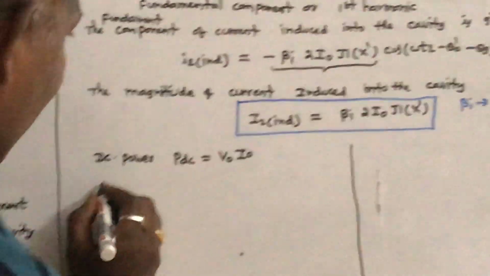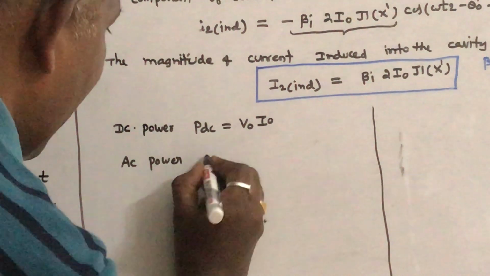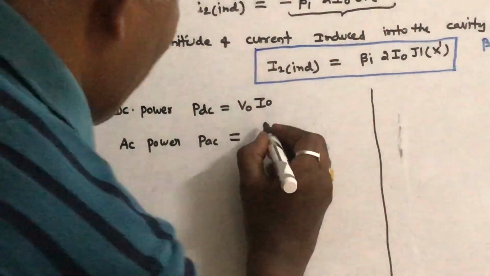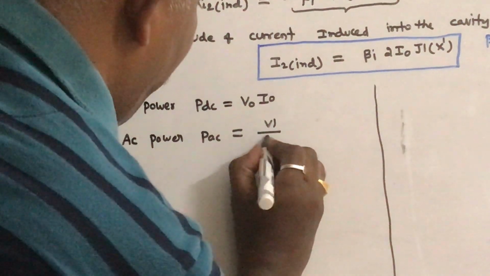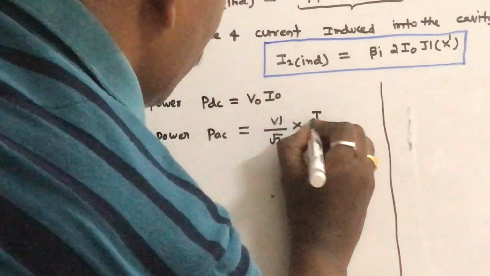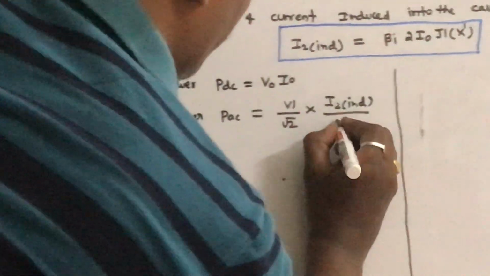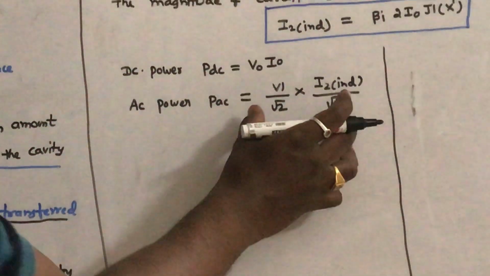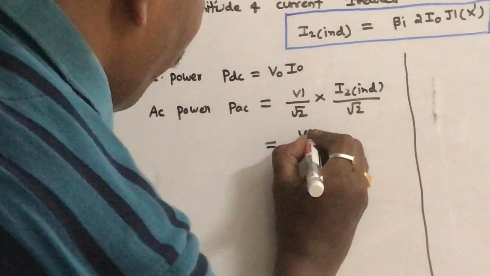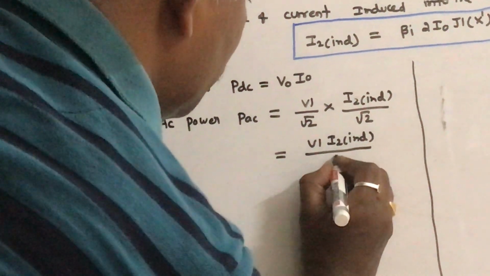Therefore here the AC power obtained from the cavity. This is V1 by root 2, the RMS value, since peak value by root 2, into the induced current, I2 induced by root 2. Convert the peak values into RMS values. So this comes out as V1 into I2 induced by 2.